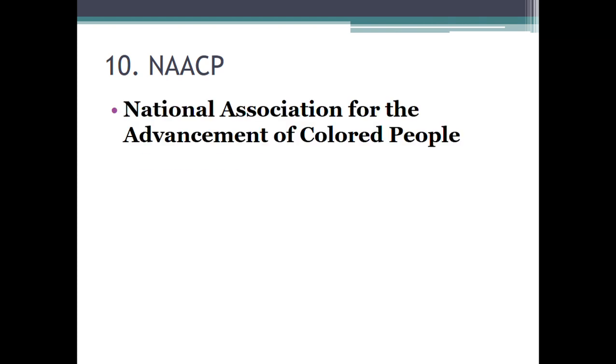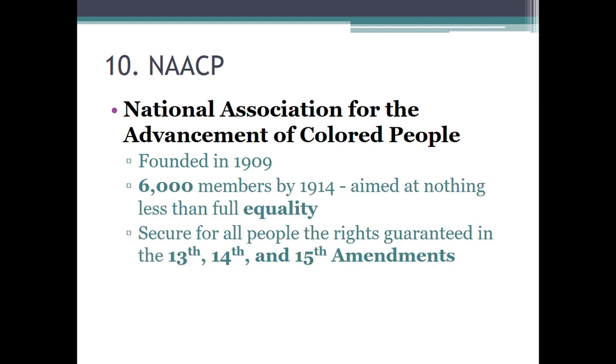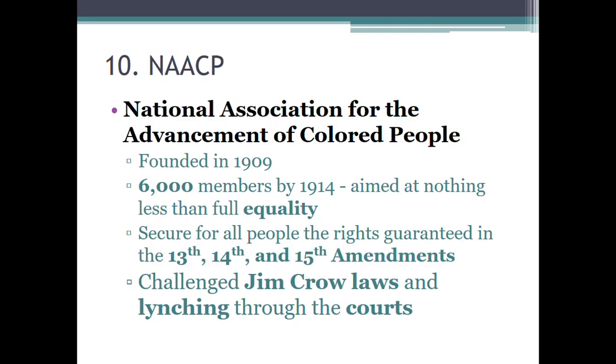So, what is the NAACP? What were this organization's goals? Well, it stands for the National Association for the Advancement of Colored People. It began in 1909, and it's still in existence. It had 6,000 members by 1914, and they say, we will accept nothing less than full equality.